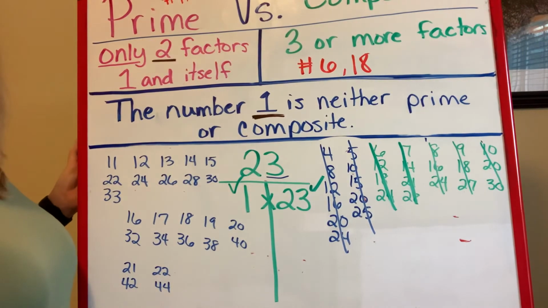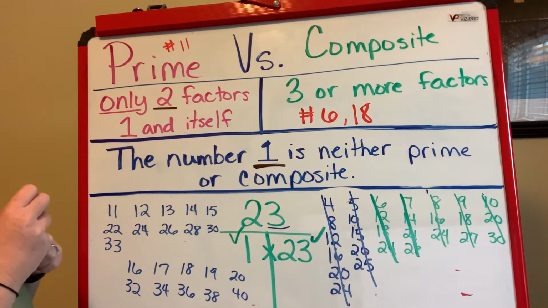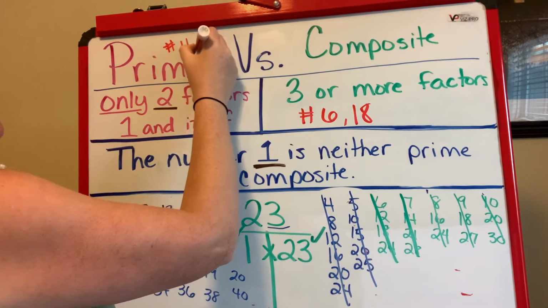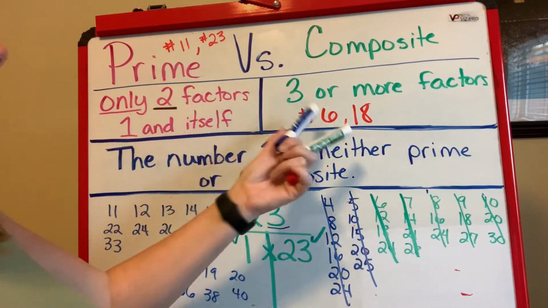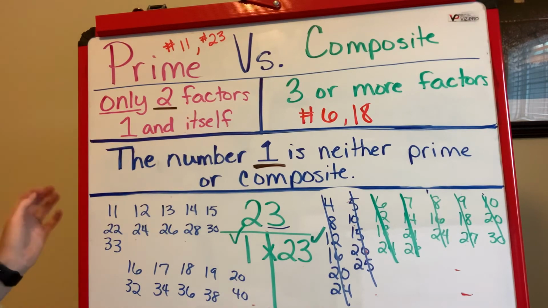What does that make 23? Does it make it prime or composite? Absolutely. So the number 11 and the number 23 are both prime. And then we tested the number 6 and we tested the number 18, and they are both composite.